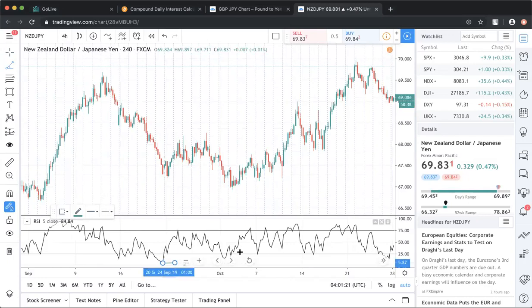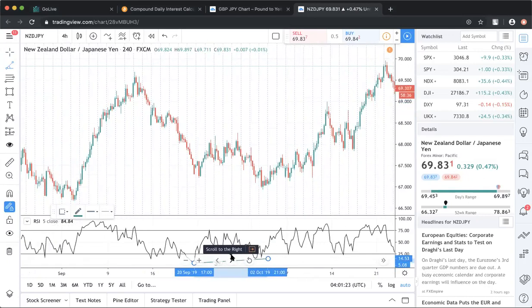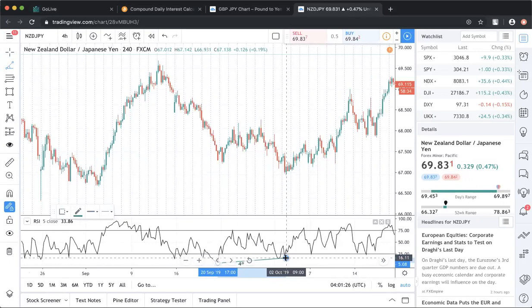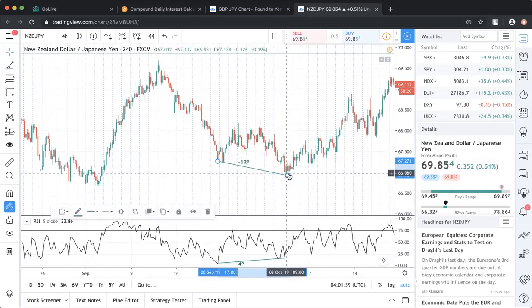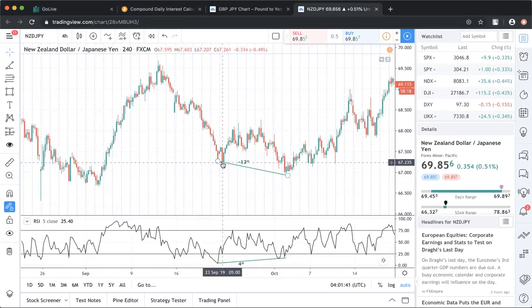Right over here, our indicators are going up, but our price is going down. Price is going down and our indicator is going up. So this is bullish divergence. This is signifying a move to the upside.